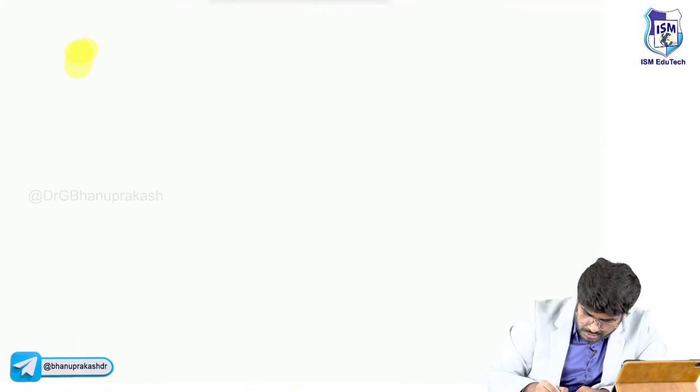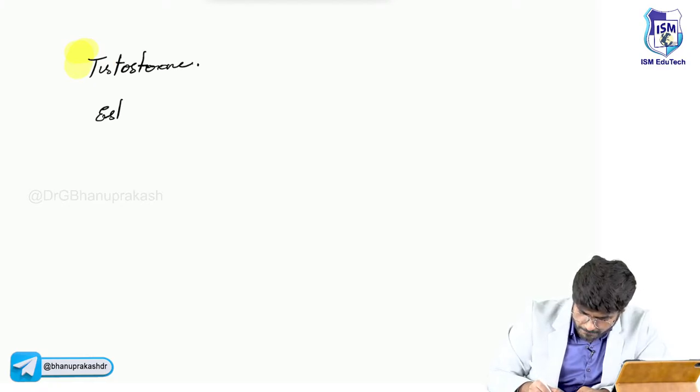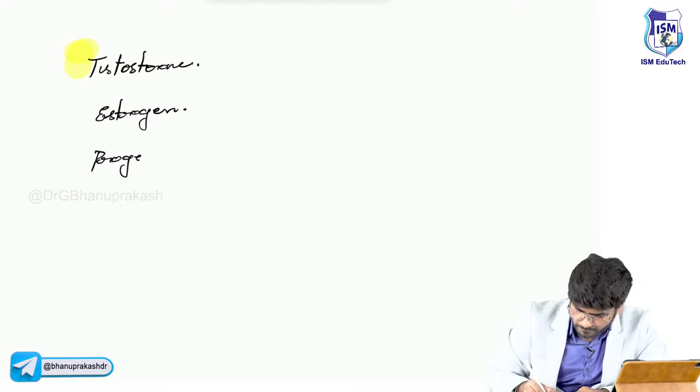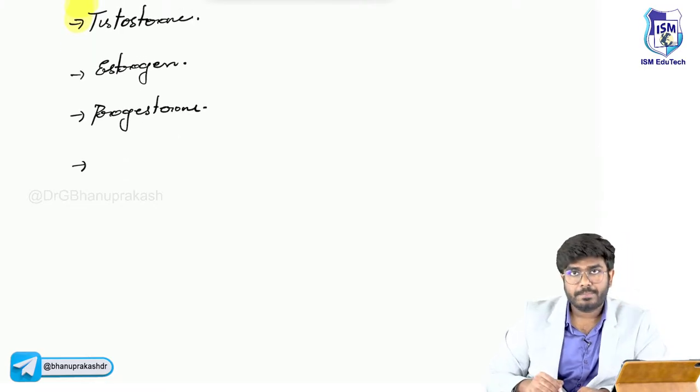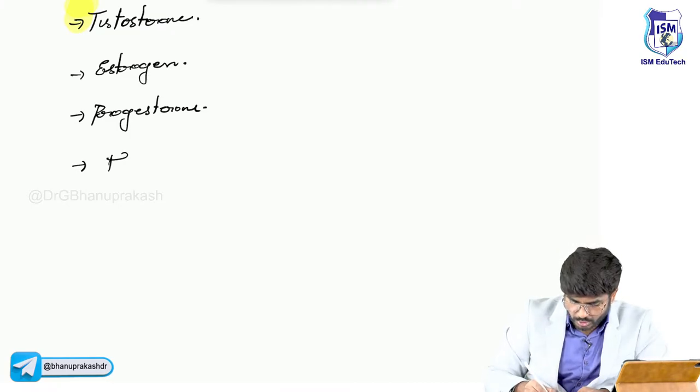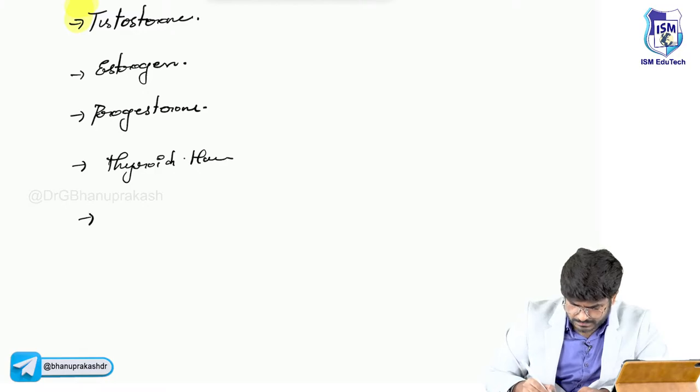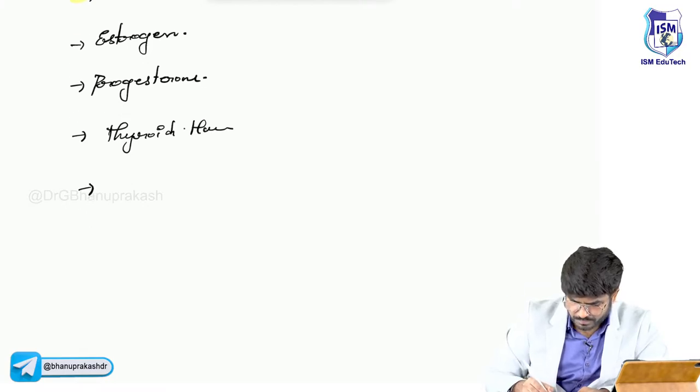So, testosterone, let me write. Testosterone, sex hormone. Estrogen, sex hormone. Progesterone. So testosterone, estrogen, progesterone. Next, thyroid hormones. Next, aldosterone, and cortisol.